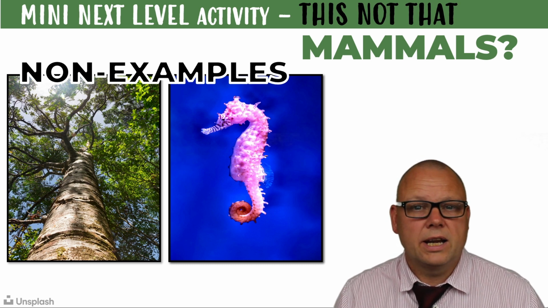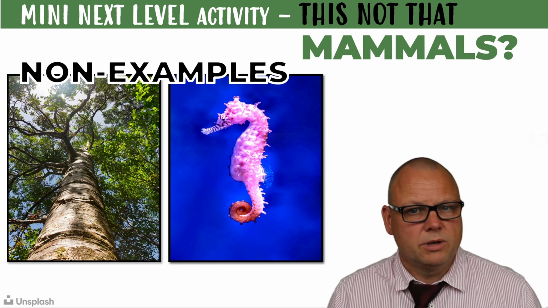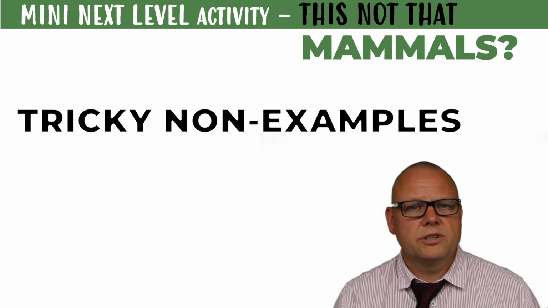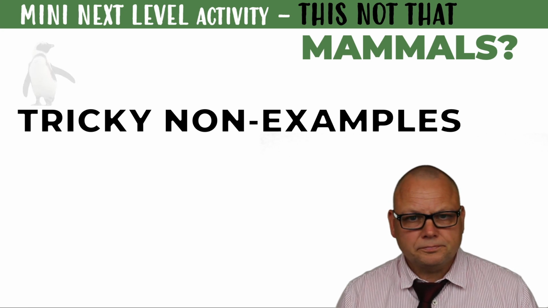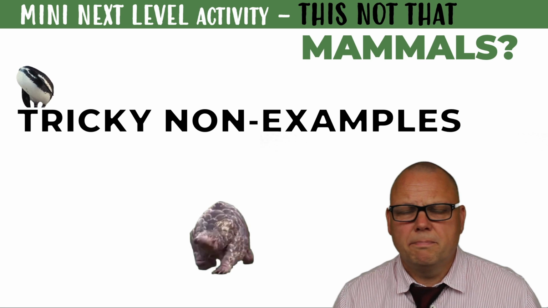So choosing other animals and even similar animals to the mammals that we do know. So let's go on to those trickier examples. Some things that people might get a bit confused about, things like a penguin.